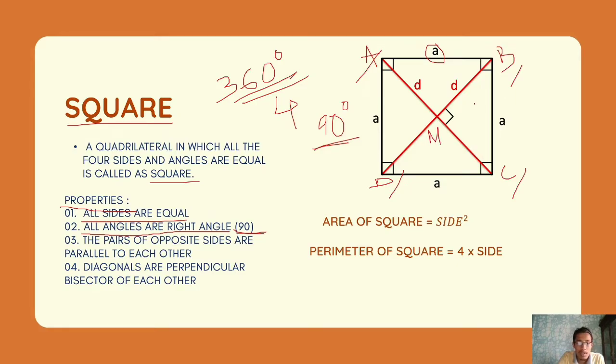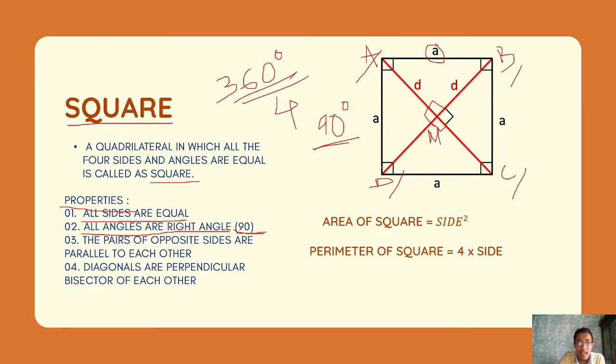Okay, these two diagonals are intersecting at point M. So this intersection is creating right angles. Okay, that is a 90 degree angle. If this is the case, then these two particular diagonals are perpendicular to each other.